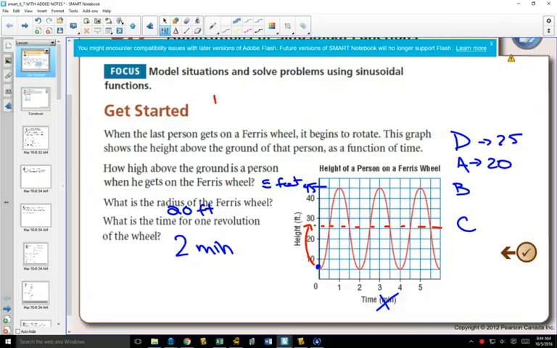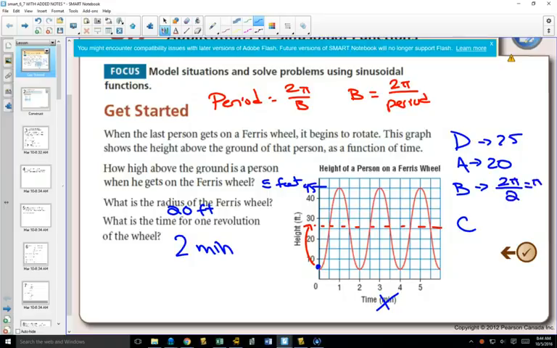Now we have a formula that our period is 2 pi over our b value, and by now you might have seen that a couple of times we've rearranged that formula, so these are both useful formulas. If our period is 2 pi over b, then b is 2 pi over our period. When you have the graph, you can easily see the period, and that means that our b value is 2 pi over 2, which simplifies to just be pi.